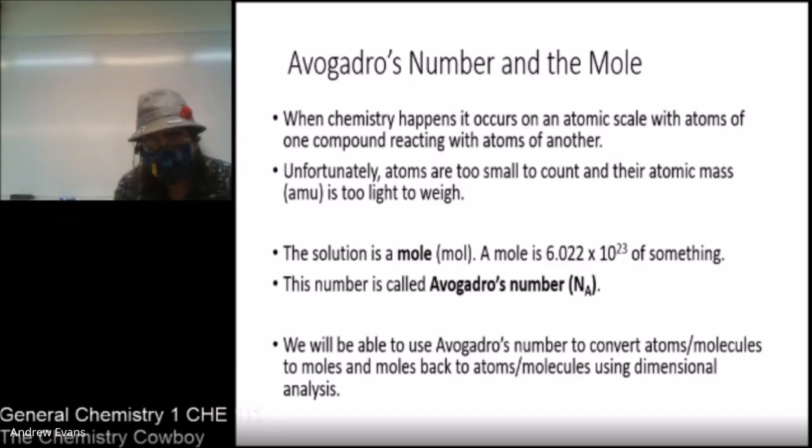This number specifically is called Avogadro's number, after a scientist, Amedeo Avogadro, who we'll talk about when we get to the gas chapter at the end of the semester. But it's named after him. So the constant N subscript A is Avogadro's number, 6.022 times 10 to the 23rd. Now, we will use this chiefly to convert atoms or molecules to moles and moles back to atoms using dimensional analysis.